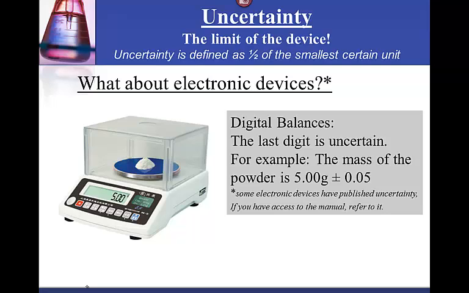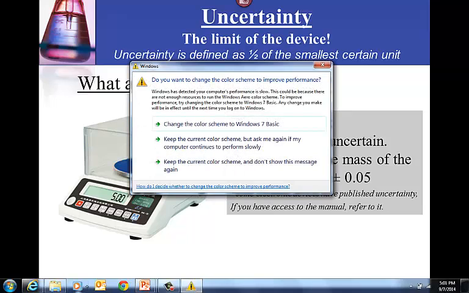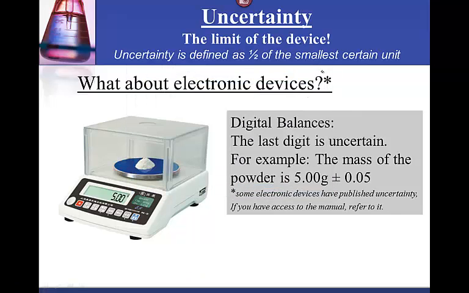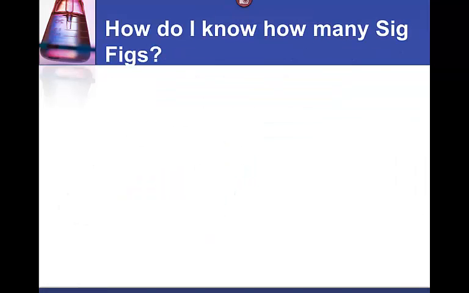Now, many balances and many electronic devices have published uncertainty, but if you do not have access to the published uncertainty, then go with the largest possible, or the quote-unquote rounding possible. So we're going to say our balances go to plus or minus 0.05 grams. If you were to go into our chemistry room, we have balances with much less uncertainty, but we are not using those regularly in biotech class.